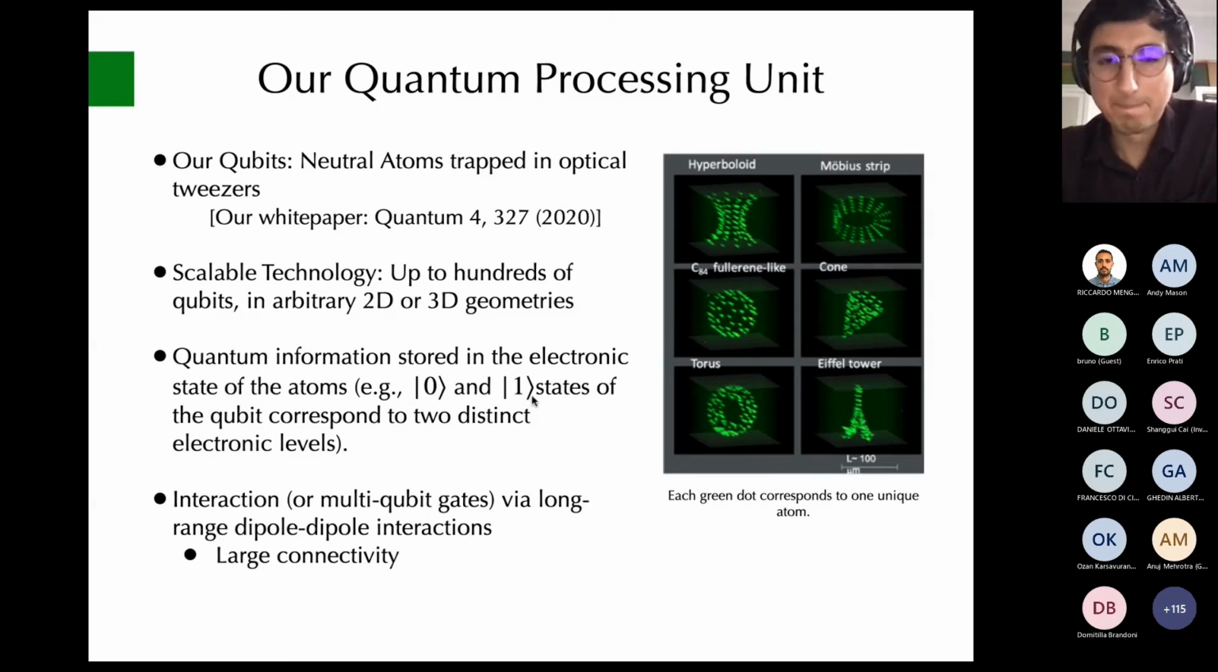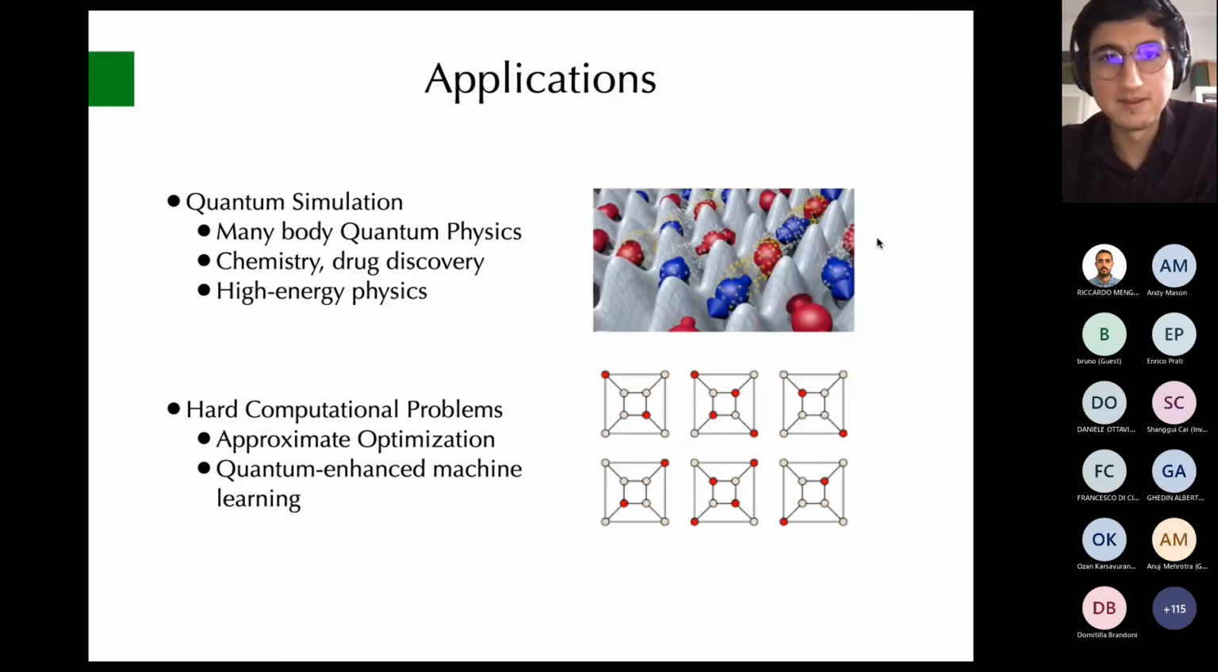As I said, the electronic states of these atoms, the electron is storing the quantum information. So this can be seen as a qubit. The interactions then happen because of the dipole-dipole force that exists between these Rydberg atoms. So there is a large connectivity inherent in these types of systems. Now, these neutral atoms, besides their potential for many body quantum physics, are one of the most useful quantum simulators, which means that they can be used to extract information from a quantum system with another quantum system.